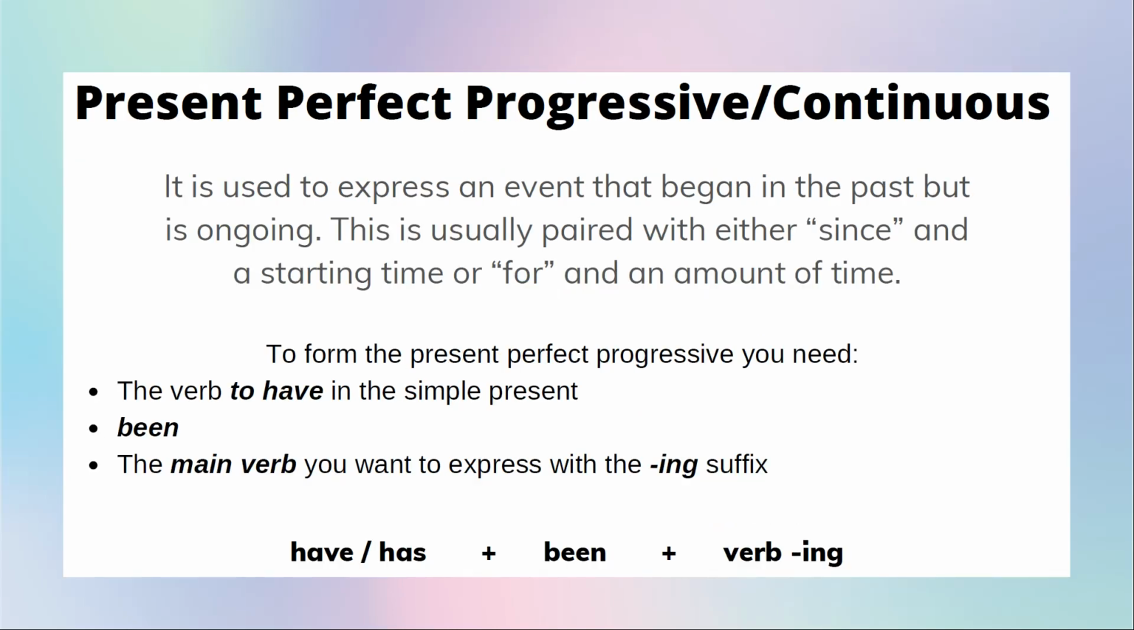Okay, now we have the present perfect progressive. This is used to express an event that began in the past but is still ongoing. This is usually paired with either since and a starting time or for and an amount of time. And to form the present perfect progressive, you will need the auxiliaries to have in the simple present, been, and the main verb that you want to express with the ing suffix.